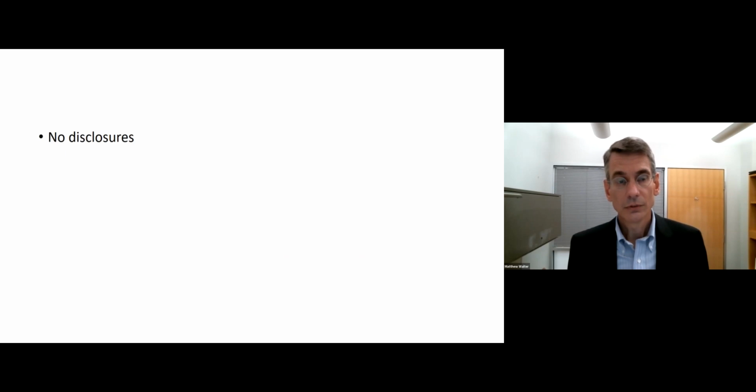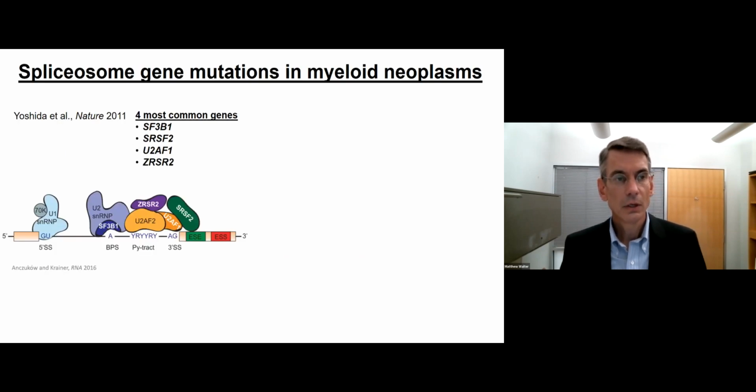I have no disclosures. So 10 years ago, the landmark paper by Yoshida et al. identified splicing factor mutations in myeloid neoplasms. And this was dominated by mutations in 4 genes, SF3B1, SRSF2, U2AF1, and ZRSR2. Those are depicted below and enriched at the 3' splice site.